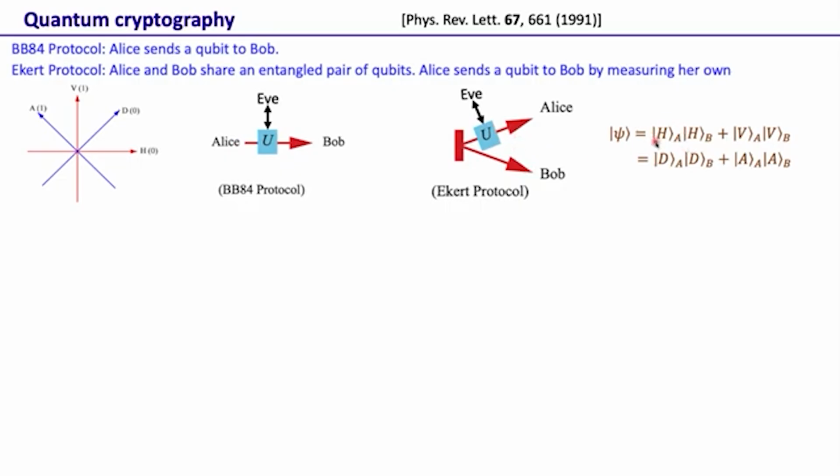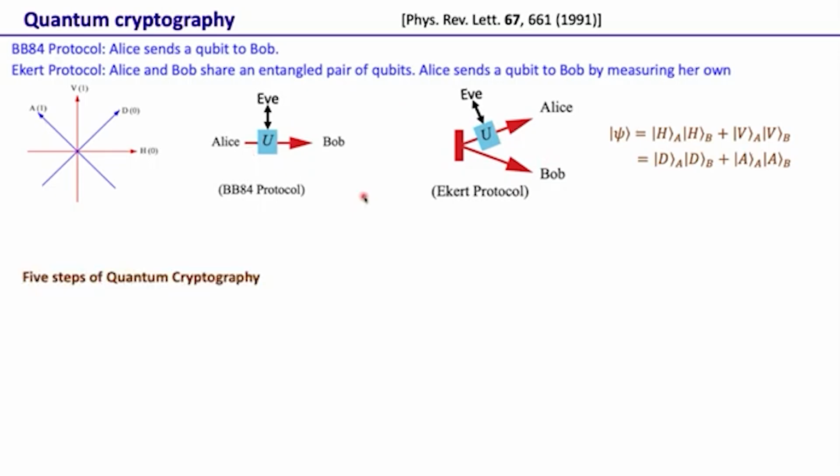Now, if Alice measures her photon in the H basis, for example, then Bob will get the photon in the H basis, and so on. So here, by measuring the photon, Alice sends the other of the pair to Bob. So that way these two are equivalent.